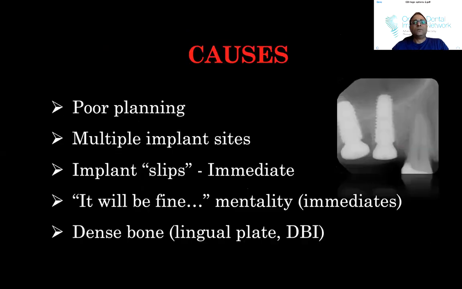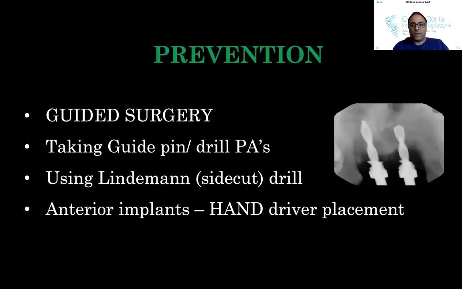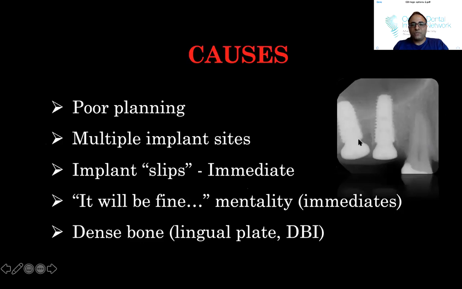Hope you can. So what are the causes? Poor planning, multiple implant sites. You'll see this is, again, one of my cases here, where you can actually see one implant is angled, right? Could it be better? Absolutely. So multiple implant sites are a bit challenging. Or if you're doing it immediate, you're going to place your implant, and it just slips into a socket, the path of least resistance. And this is why immediates are more challenging. You need to get a good apical grab for your implant to go in that area.